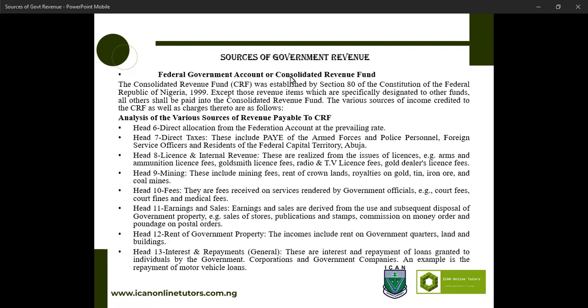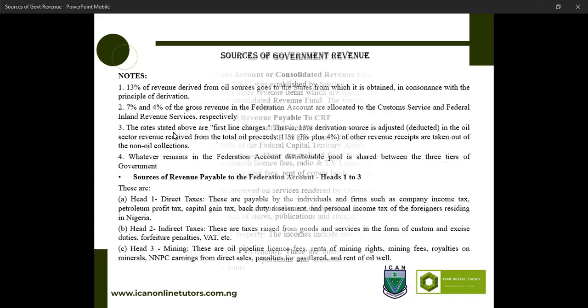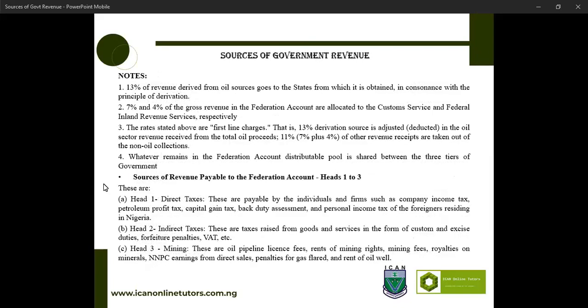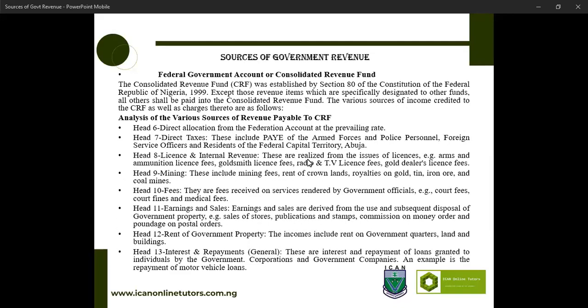We have head 6. What is head 6? Direct allocation from the federation account at the prevailing rate. What is the direct allocation from the federation account? Can you see? It states that this is a direct allocation. What does this direct allocation mean? It means that the direct distribution that the federal government will have, from where? From the federation account. That is what is known as FCs in the federal government's account, which is also known as Consolidated Revenue Fund account. I believe you all understand that.